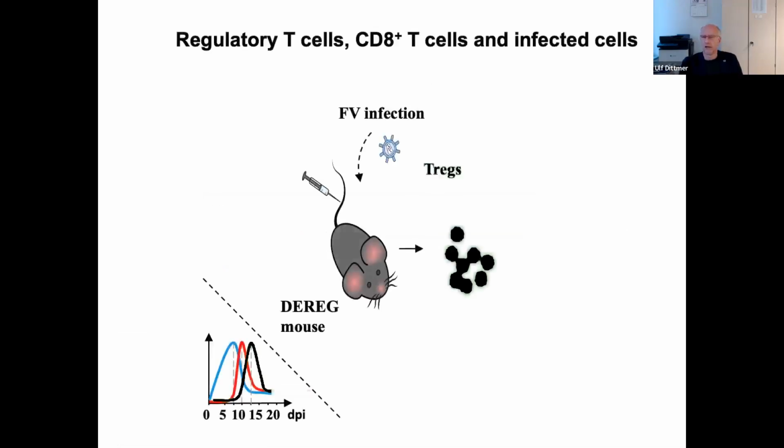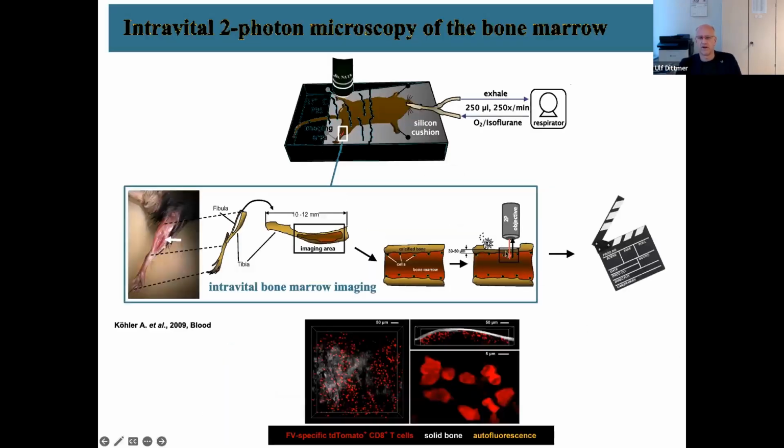So, by the way, why did we use bone marrow? Bone marrow is a very important organ of Friend virus replication. So if you inject the virus into mice, a lot of the virus goes into the bone marrow and replicates in bone marrow cells. So there's a lot of interaction with infected cells and immune cells in the bone marrow.